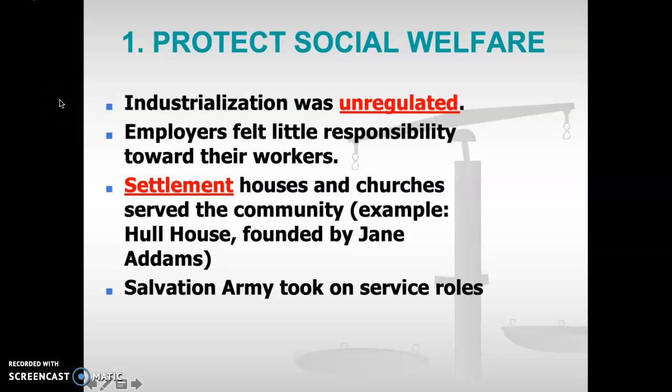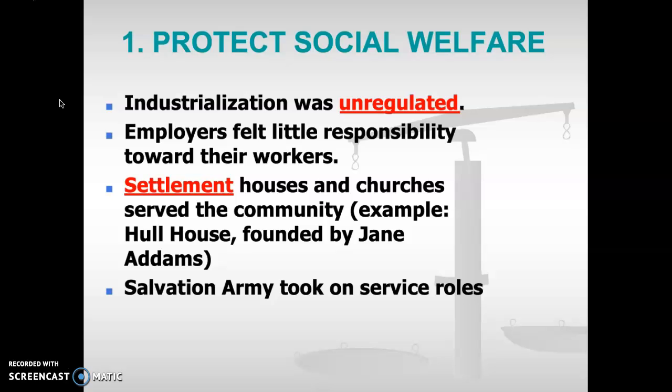So industry was unregulated. You've got these big companies that are going around doing whatever they want, Standard Oil, Carnegie Steel, or I guess by now it's U.S. Steel, and so forth. And employers have very little responsibility toward their workers. There are no laws for workers' compensation if someone gets hurt. There are no laws for a certain amount of hours that they can work and that sort of thing. So they're working in these intolerable conditions.